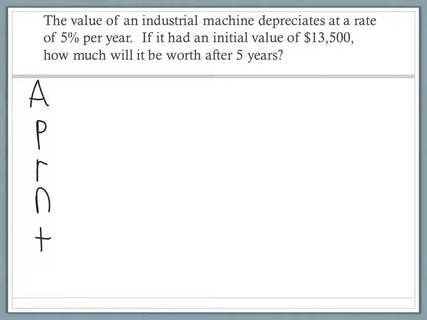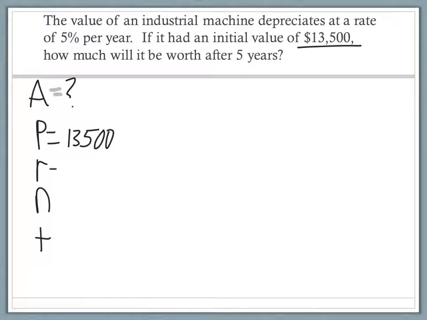Same thing, the value of an industrial machine depreciates at a rate of 5% each year. If it had an initial value of 13,500, how much will it be worth after 5 years? So let's kind of just start. Our A, we don't know what the amount is after. That's what we're trying to find. So I'm going to go ahead and put just a question mark there. Our initial amount, or our P, tells us right there that we started with 13,500.